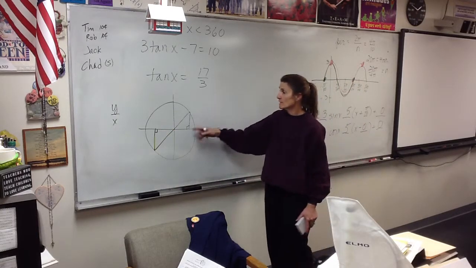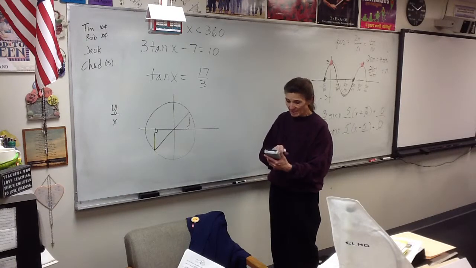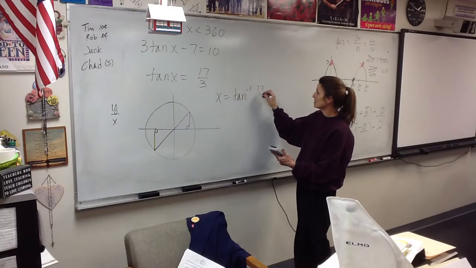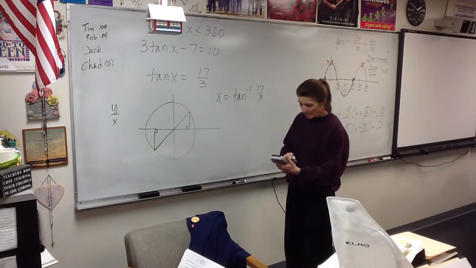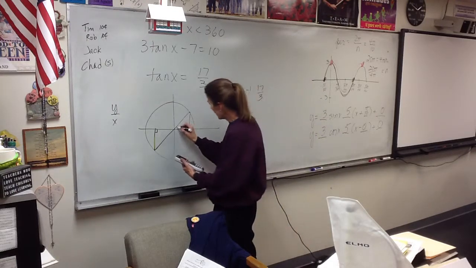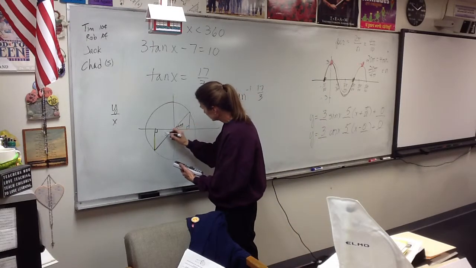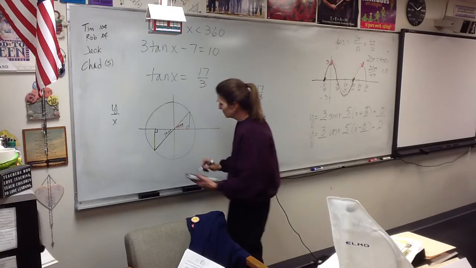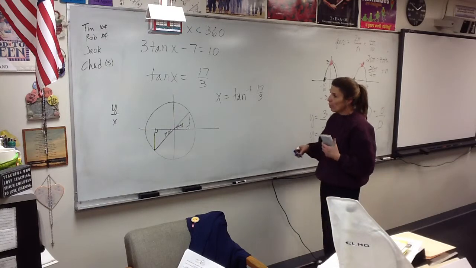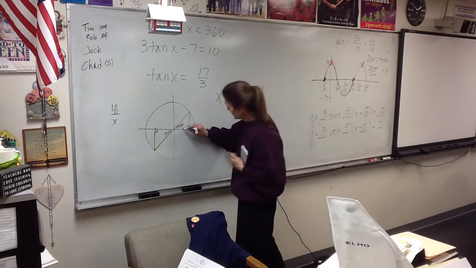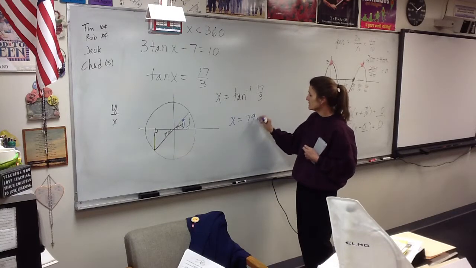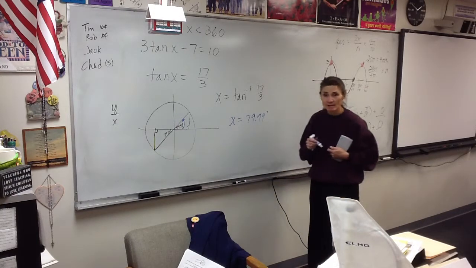Now, this certainly is not one of my special triangles, so I'll second tangent. Remember, that's how we find angles. We second tangent. So I will second tangent 17/3, and I get 79.99 degrees. So in the first quadrant, this is the first answer, that blue angle right there. That blue angle is indeed 79.99 degrees.